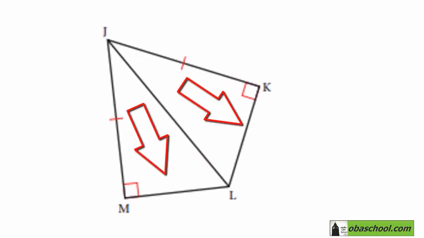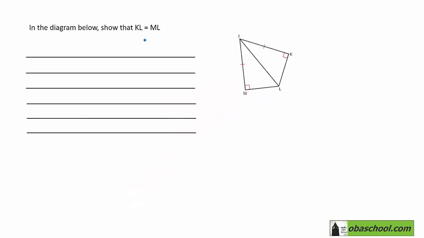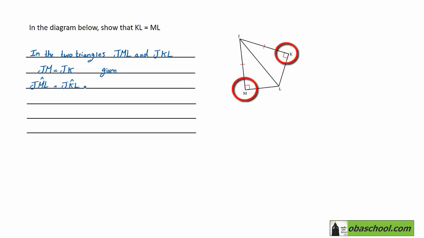And we're required to prove KL equal to ML. And so in such case, let's prove both triangles congruent, starting with the common sides and the equal sides. In the two triangles, JML and JKL, we have JM equal to JK as given. Another thing, the angles JML and JKL are equal to 90 degrees, and that is also given.